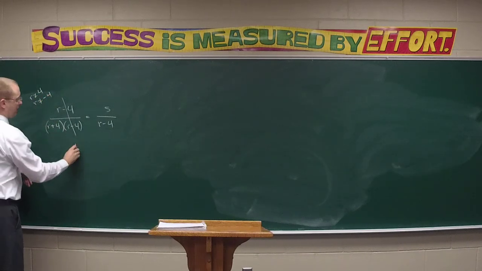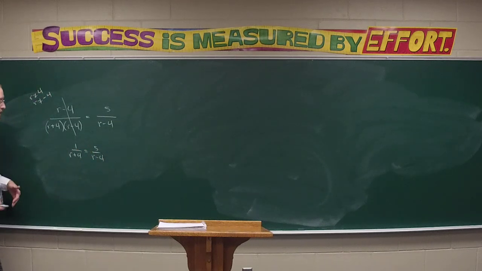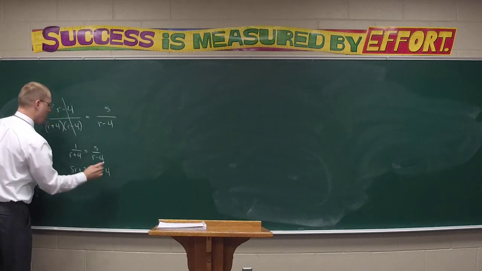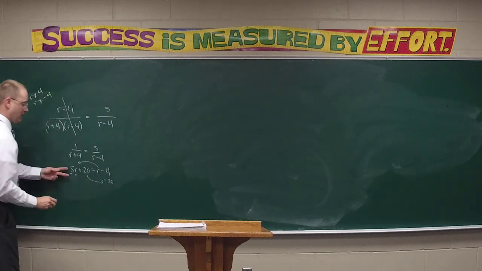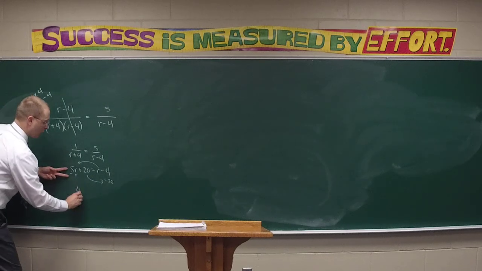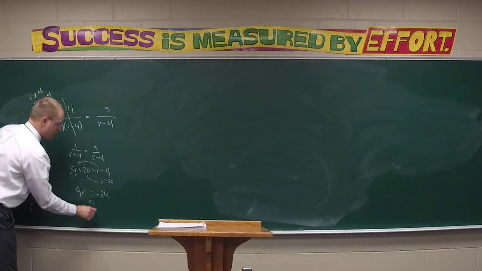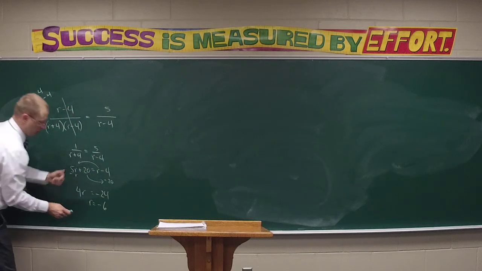Let's go ahead and solve from here. My new equation is 1 over r plus 4 equals 5 over r minus 4. Now it's going to be really easy to solve. We cross multiply to get 5r plus 20 equals r minus 4. We bring the little r over as a negative r. We send the 20 over as a negative 20. Here we're going to get 4r is equal to negative 24, and r is equal to negative 6. That wasn't one of the things I couldn't get, so there we go.